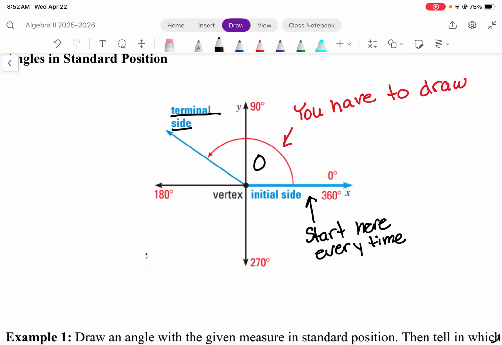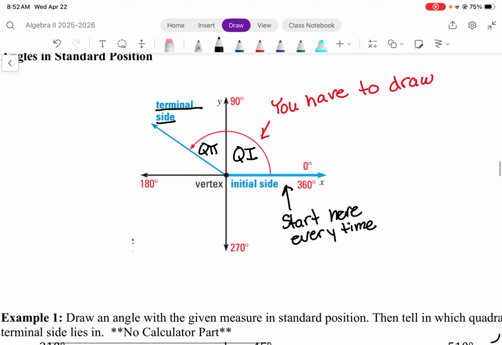So the top left is going to be quadrant 2, and when these are labeled, they're always labeled using Roman numerals. Then the one below that would be quadrant 3, and our last one would be quadrant 4. Okay. Our vertex is always at the origin, and then again, our initial side is where we start our angles.